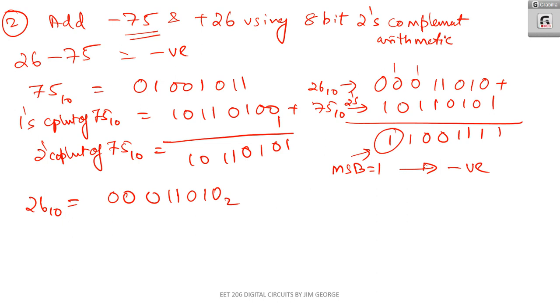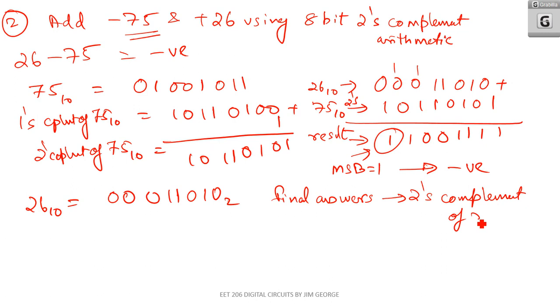You need to take the 2's complement of the final answer. Okay. If MSB is 1 and answer is negative, this is the result. And to get the final answer, the final answer is 2's complement of the result. Okay. So what is the result?